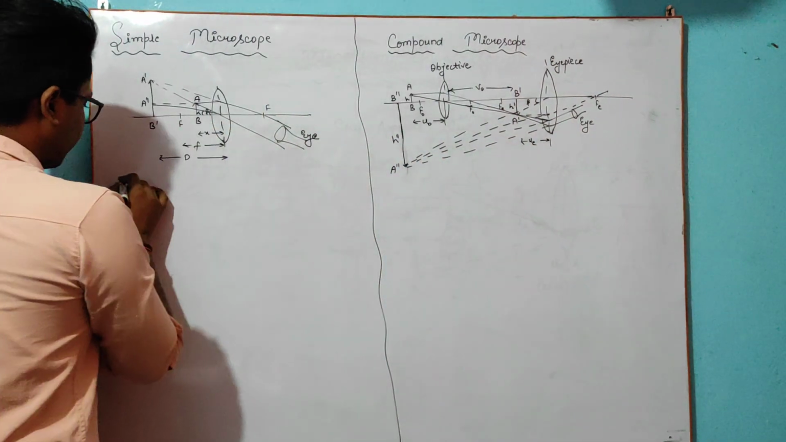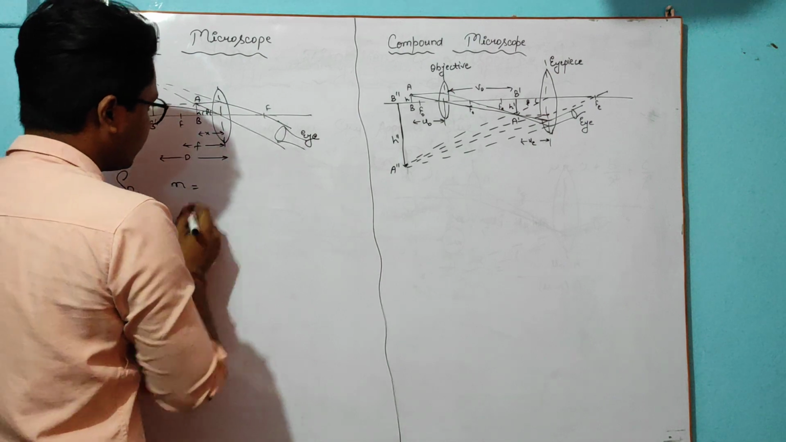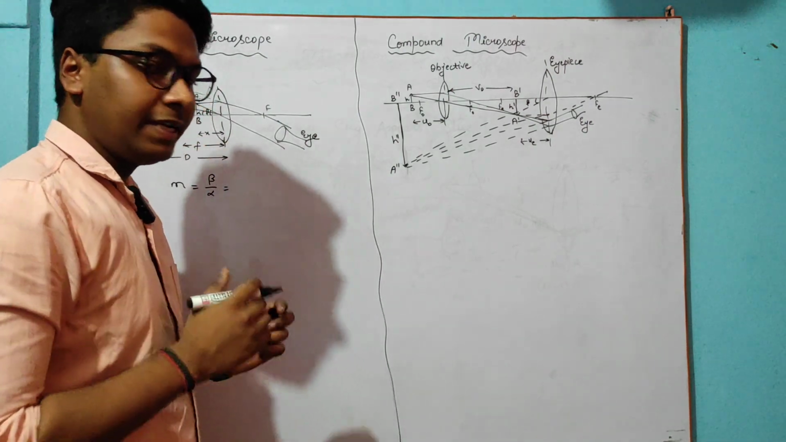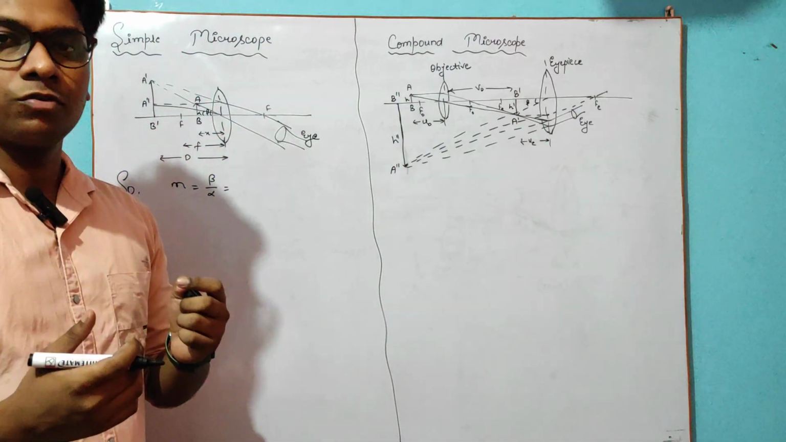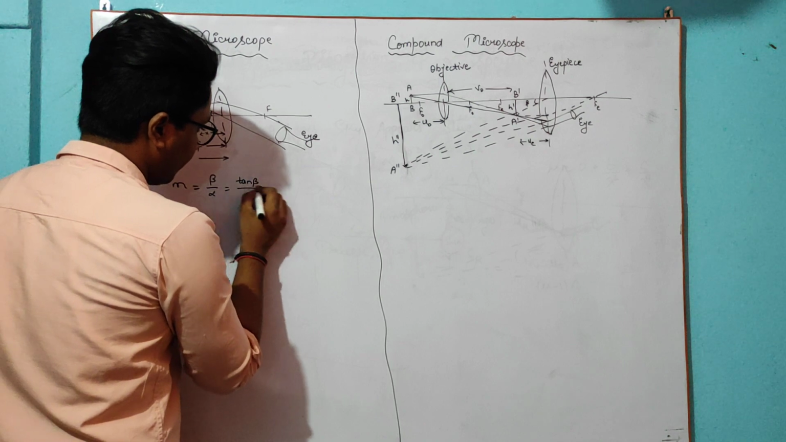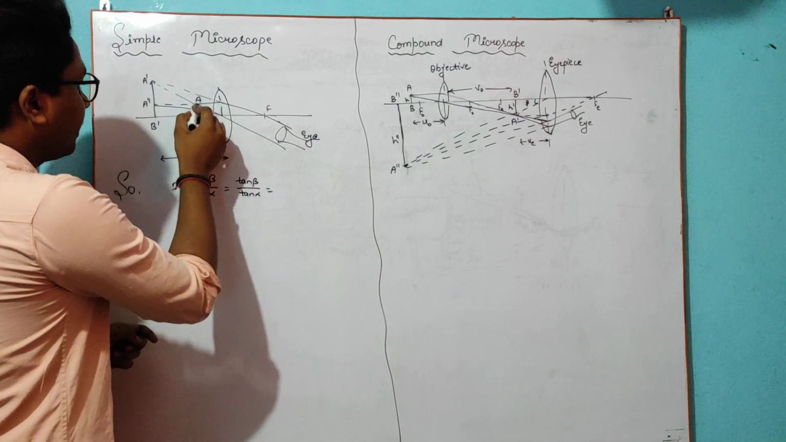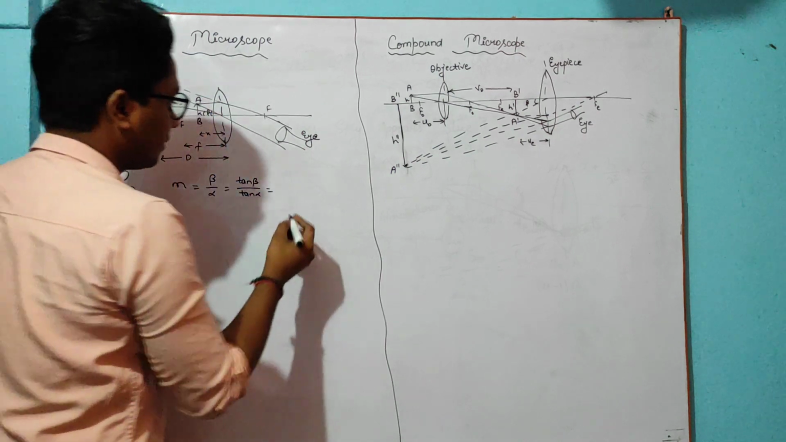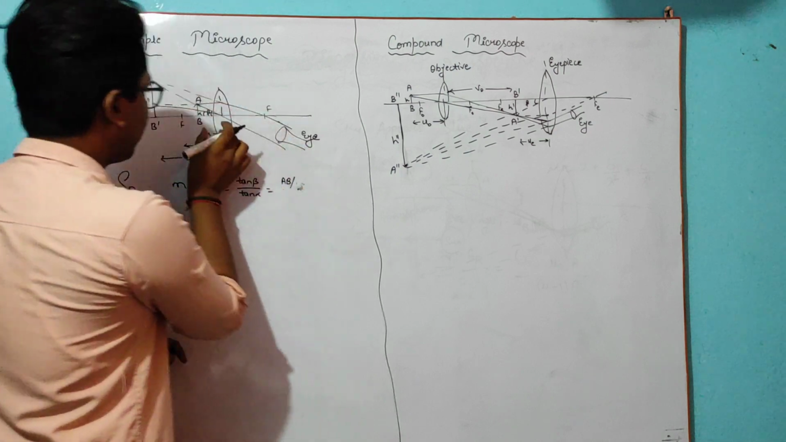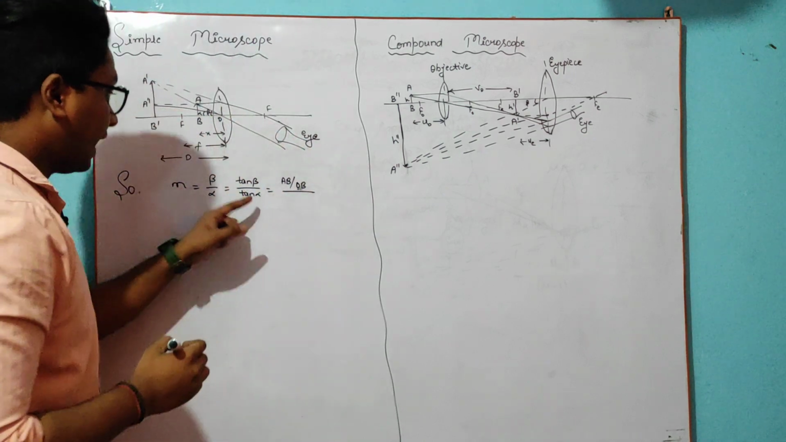So magnifying power is denoted by m, which is equal to beta upon alpha. Now beta and alpha are very small, so we can take it as tan beta upon tan alpha. Now what is tan beta? Tan beta is AB upon this x. Let's say this is O. So AB upon OB, and tan alpha is what?